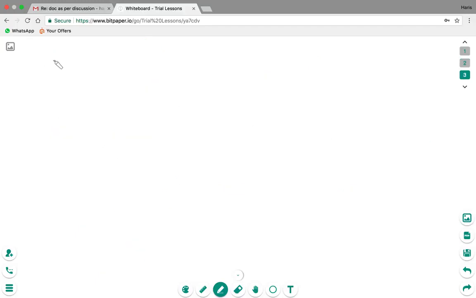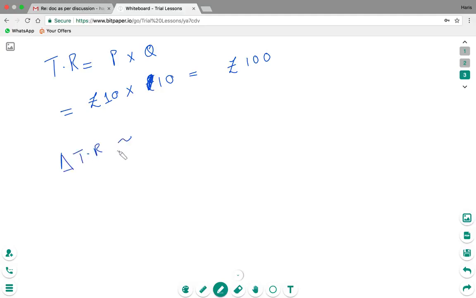Right. So we also know that total revenue is equal to price multiplied by quantity. So for example, if a piece of bread costs £10 and someone wants to buy 10 units of bread, then the total revenue in this case for the seller of the bread is £100. You can represent the change in total revenue approximately, and I say approximately because there's a mathematical reason why it's not exactly the same, by changes in price plus changes in quantity.